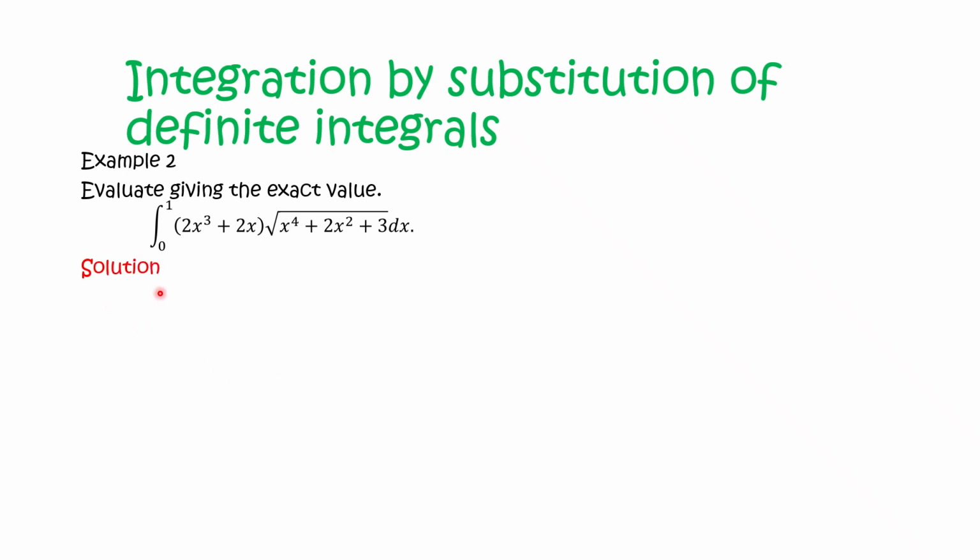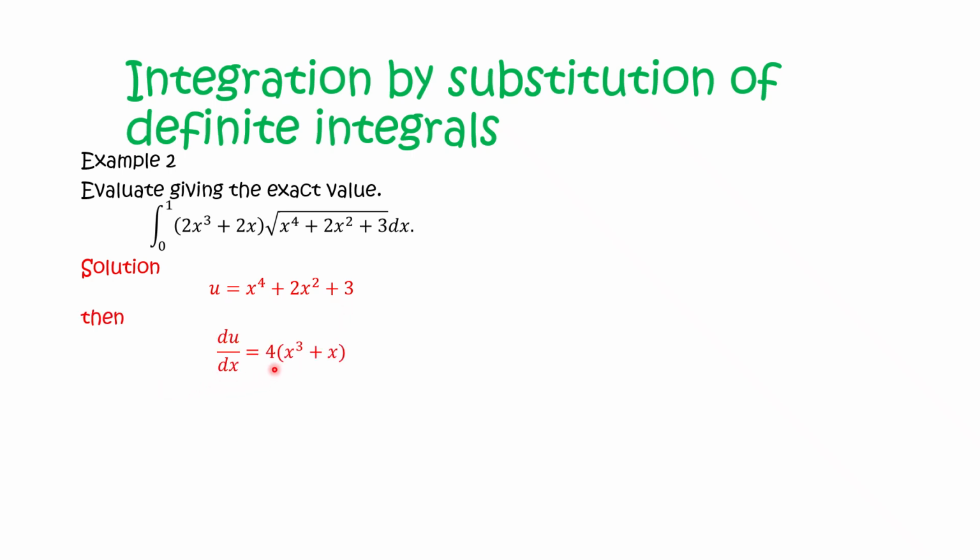Now, when we look at this solution, we can see that what we have in the square root over here can actually be a wonderful substitution, because once we differentiate that, we are going to get something with x cubed, which is likely to cancel out with the other terms that are left. So let's make u be the choice that we're going to substitute. We're saying that u is equal to x to the power 4 plus 2x squared plus 3.